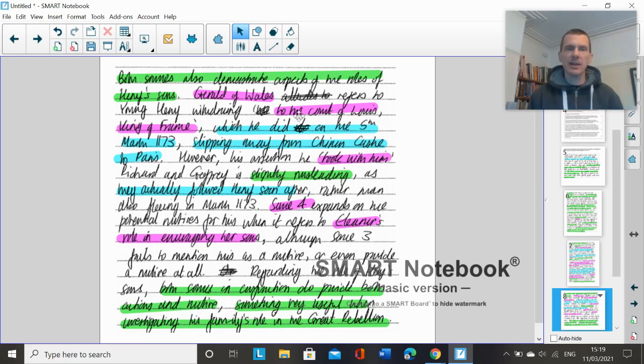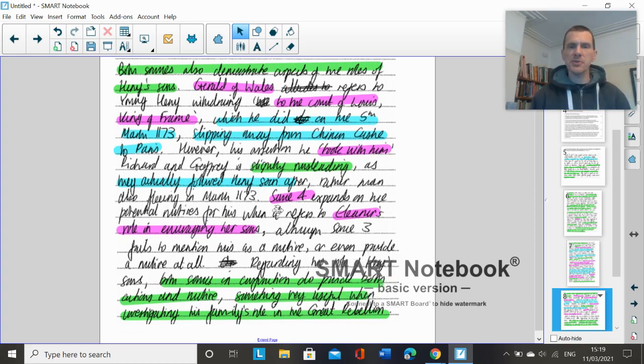So look here, we've kind of got source analysis. Yes, it says this, and that's backed up with my contextual knowledge, accurate, helpful, and useful. But actually, the source is misleading in suggesting this, that he took with him the other two sons, because we know that they followed later on, and therefore, a little bit misleading, a little bit cheeky. That's from source 3, Gerald of Wales source.